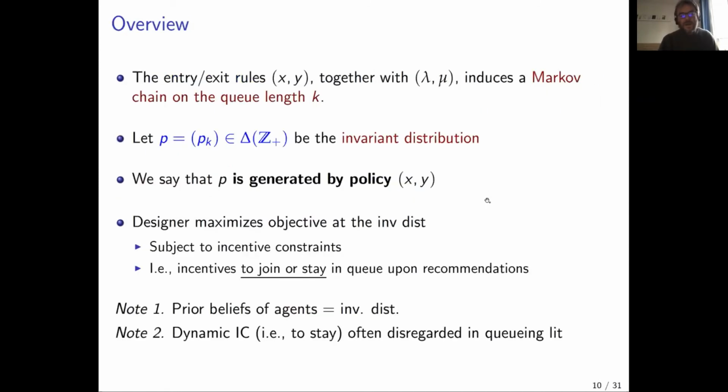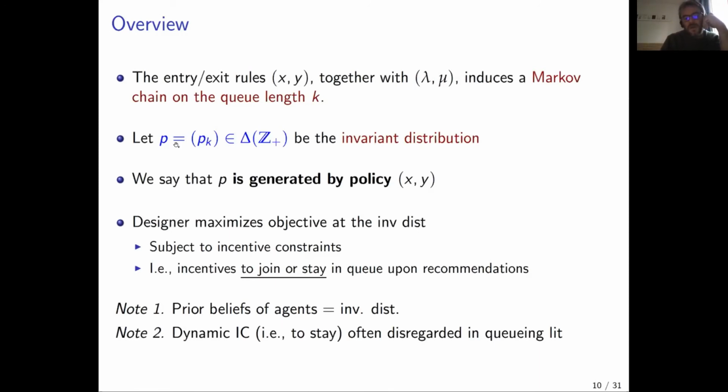And then I'd like to give you another view of the results that we have. Before this, let me just give you one more piece of notation, or one definition. So first, if you fix an entry rule X and an exit rule Y, then this, together with a primitive process, is going to induce a Markov chain on the queue length. Okay, so the queue length will evolve according to a Markov chain, actually a birth and death process. And let me assume that there is an invariant distribution for this Markov chain. Let me denote it by P.